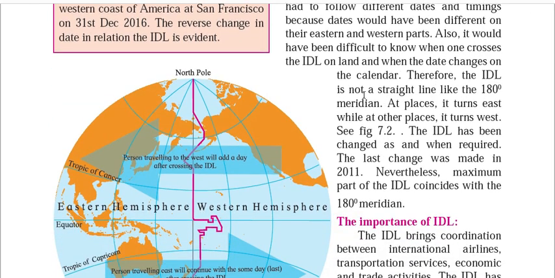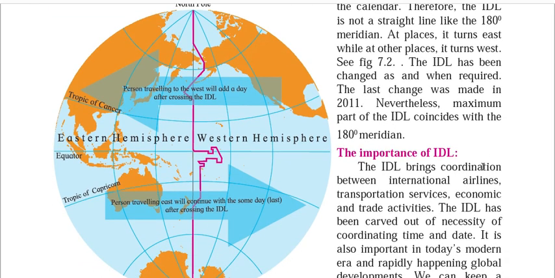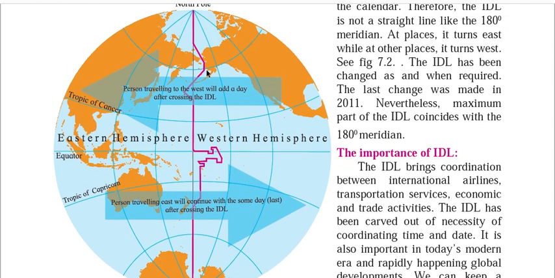Therefore the ideal is not a straight line like the 180-degree meridian. At places it turns east, while at other places it turns toward the west. Suppose here it turns toward the east, here it turns toward the west, again it turns toward the east, here it turns toward the west, like this. The ideal has been changed as and when required. The last change was made in 2011. Nevertheless, the maximum part of the ideal coincides with the 180-degree meridian. So in this picture of the globe, you can easily observe the international dateline.